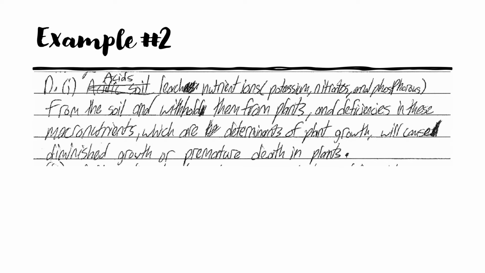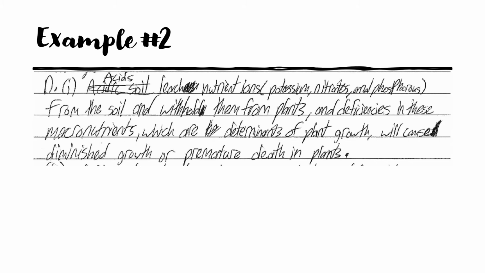It says that nutrients are leached by acid, connected the idea that these macronutrients are determinants of plant growth, meaning they determine whether a plant will grow or not. And also the result will cause diminished growth or premature death in plants. So this is a perfect answer, whereas the first example is not.